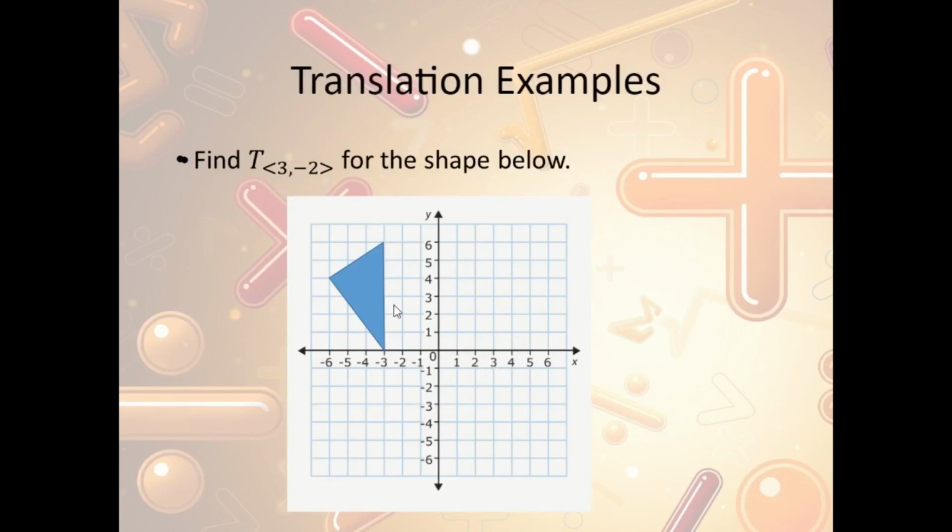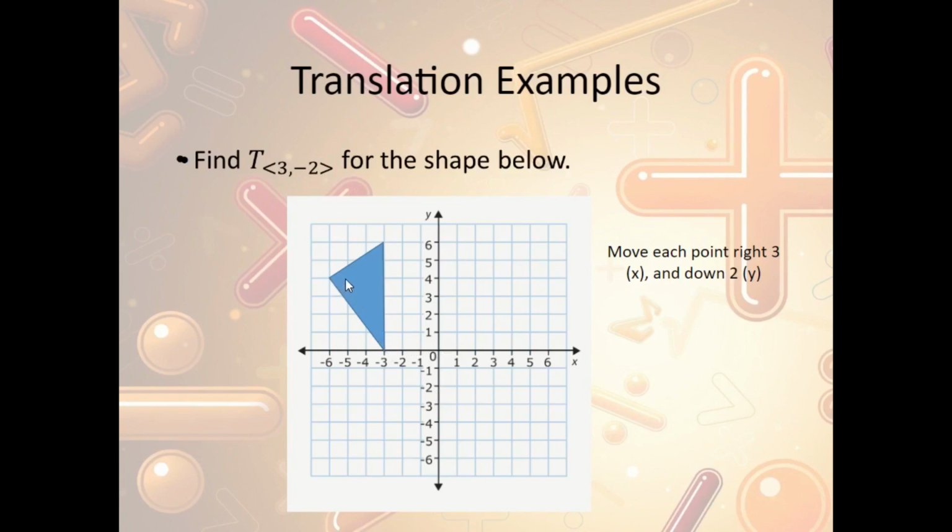So what we're going to do is take each of the points and move them to the right 3 and down 2, because we're going to have a change of +3 on the x-axis, so everything's going to slide to the right, and then -2 on the y, so it's going to go down 2. So I take each point and slide it to the right 3 and down 2. So let's start with this one.